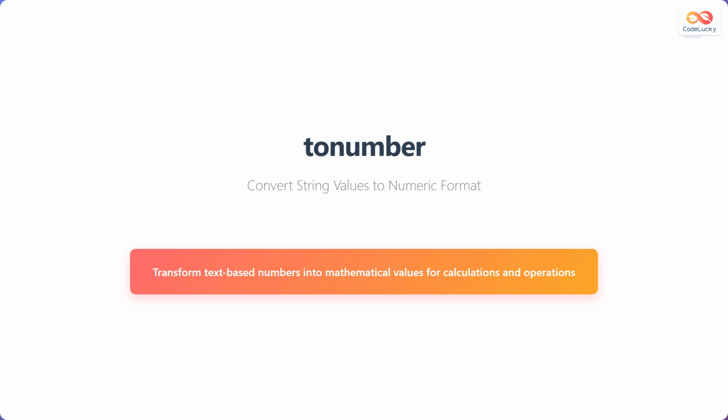Welcome to this tutorial on the tonumber command in Splunk Search Processing Language. The tonumber command is a fundamental function that converts string values into numeric format. This conversion is essential when you need to perform mathematical operations on data that is stored as text. By transforming text-based numbers into actual mathematical values, you can perform calculations, statistical analysis, and various operations that require numeric data types.